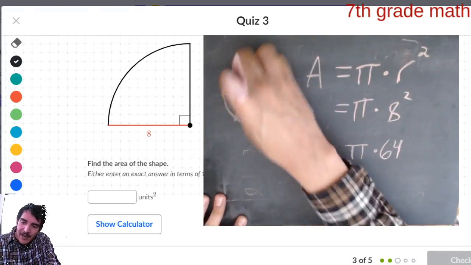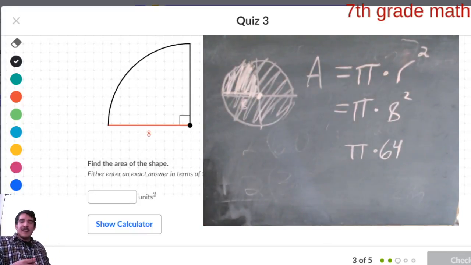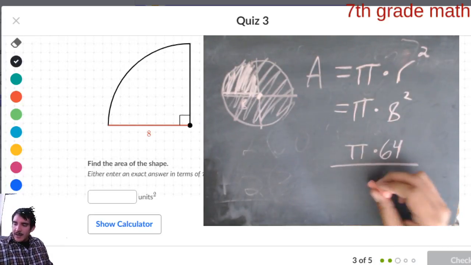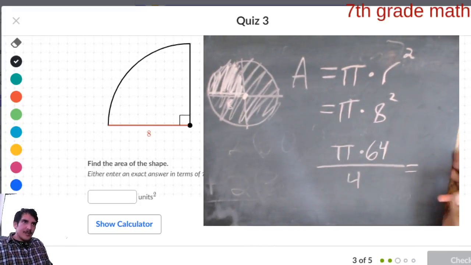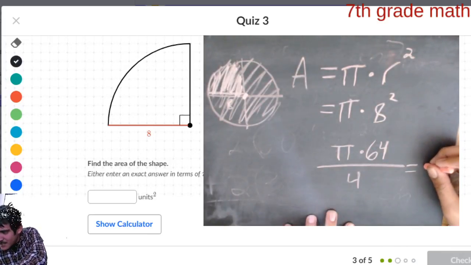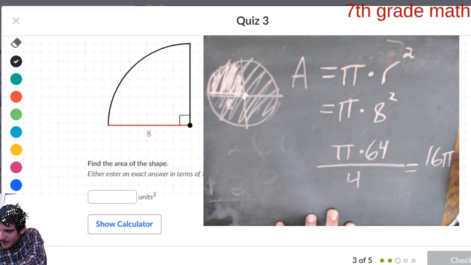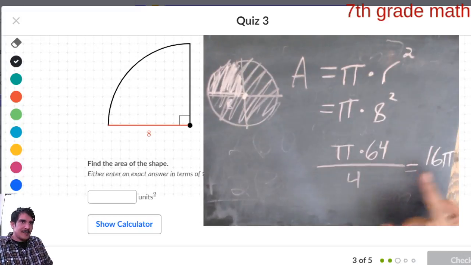Now keep in mind, I only want the quarter circle up in there. So I'm going to take this area, 64 pi, and I'm going to divide it by 4. 64 divided by 4 is 16, so you just get 16 pi.